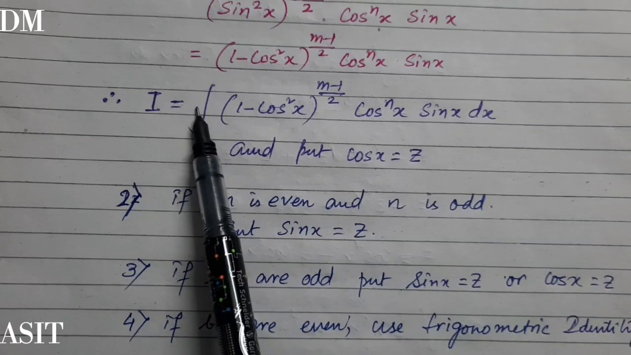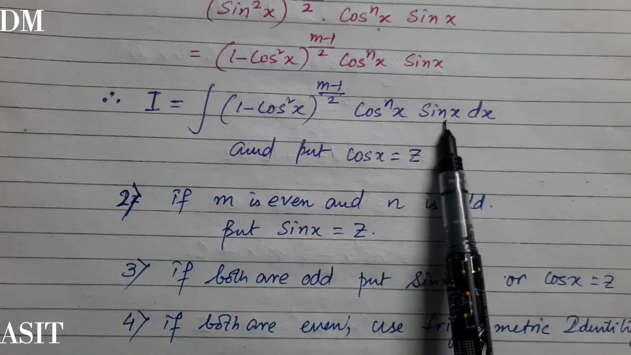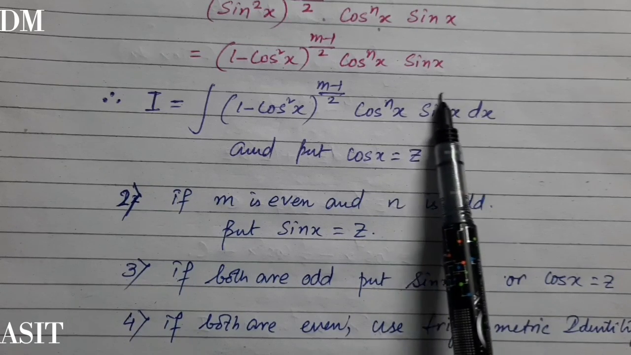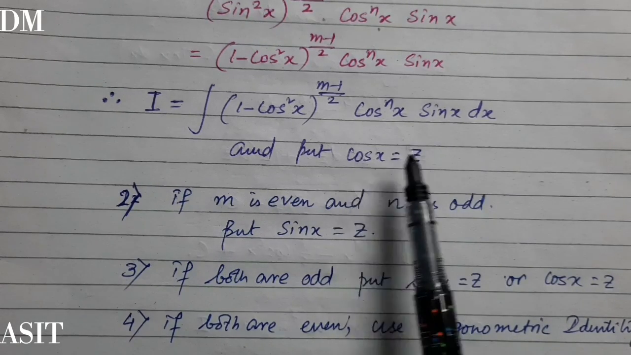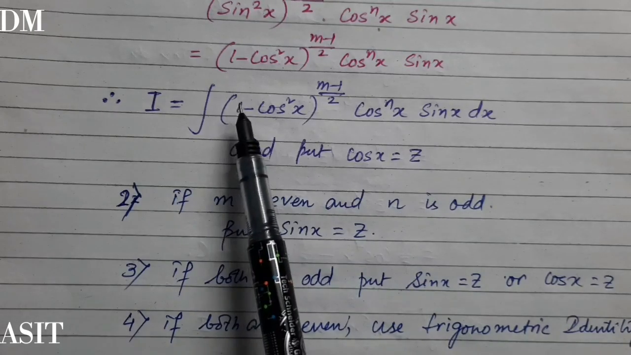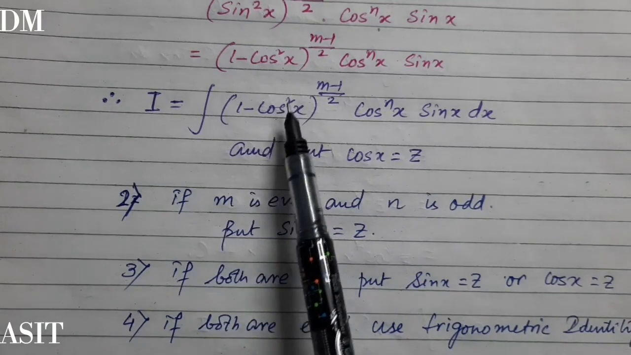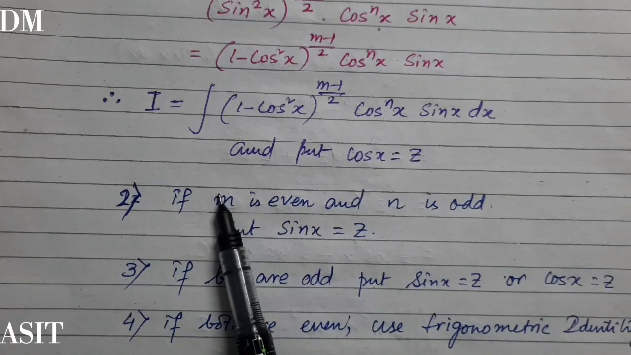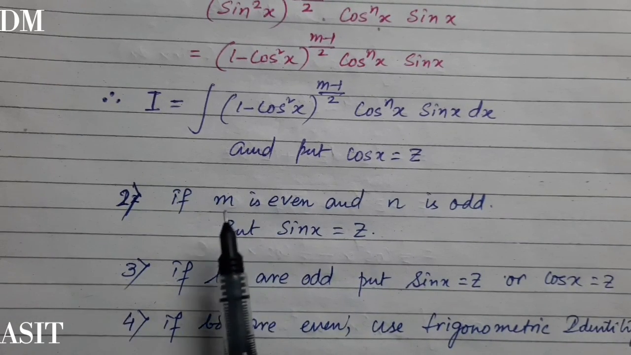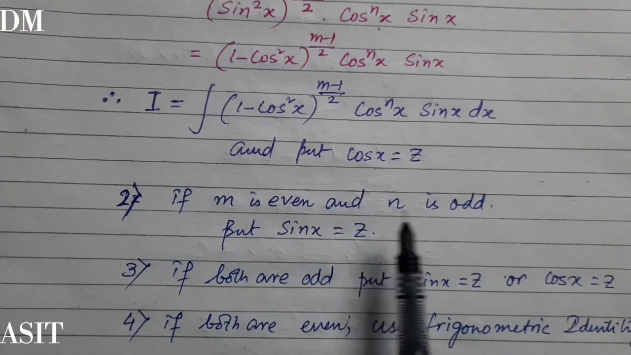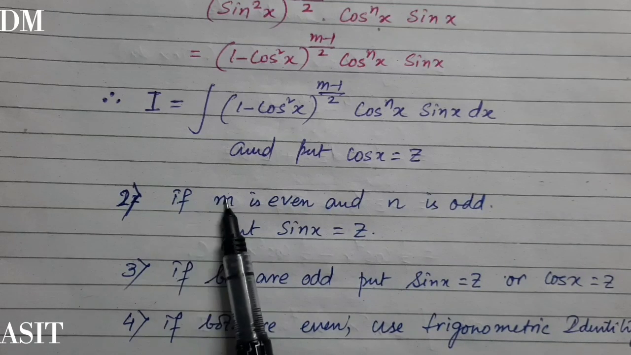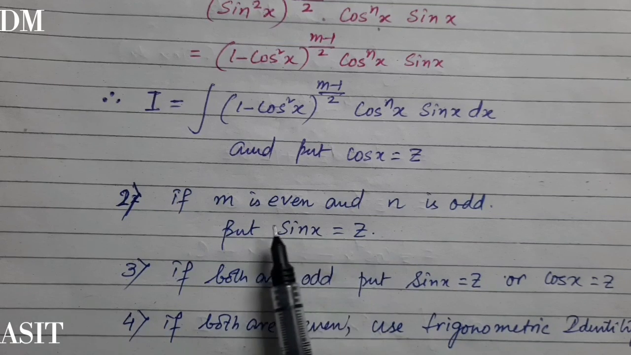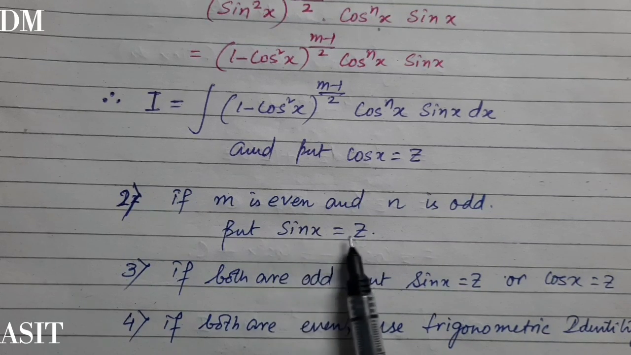So I have to take a minus here, and minus sin x dx will become dz, and all the cos will be converted to z. So therefore it will be 1 minus z square whole to the power m minus 1 by 2 into z to the power n. Now if m is even and n is odd, similarly it will be like number 1. So here I have to simplify in such a way that we put sine x equals to z.